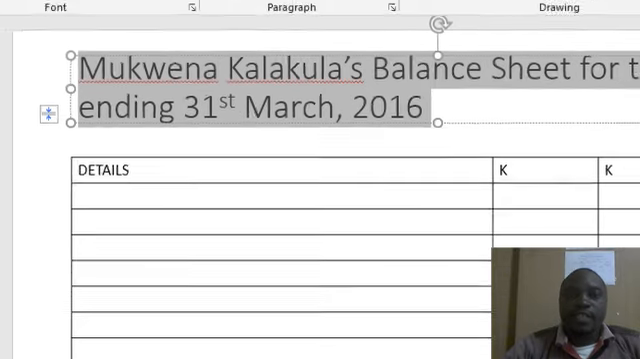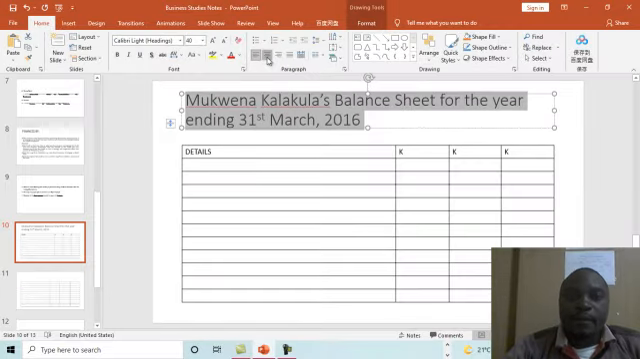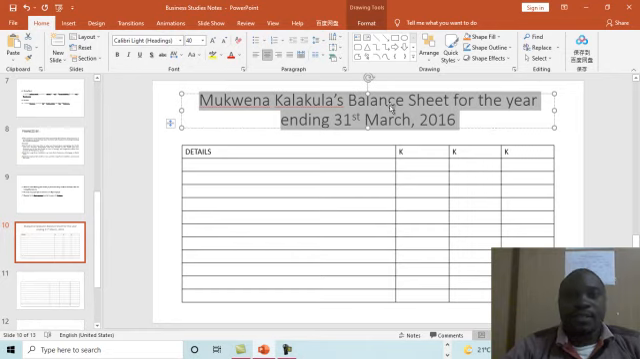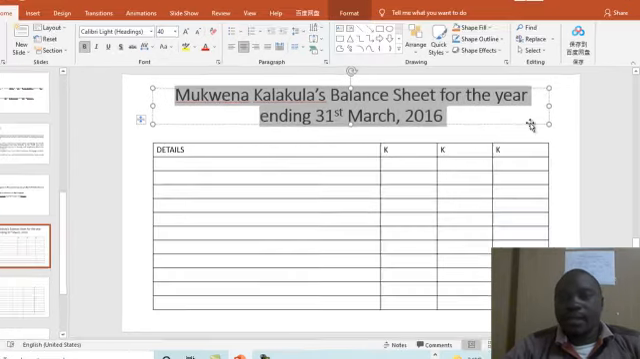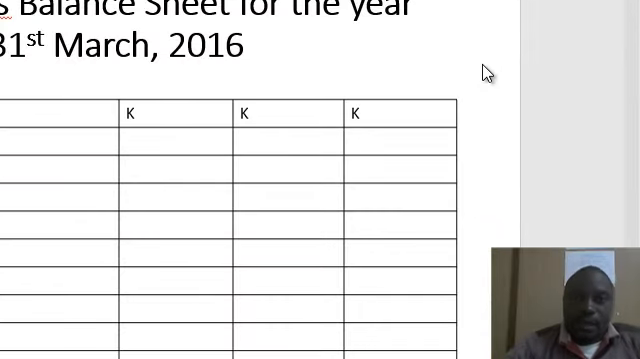So let me try to put it at the center. Good. And I can maybe put it in bold. Wonderful. So remember, as you make entries, or before you make entries in the balance sheet, make sure that you put the title. Even in the trading account, start with the title.